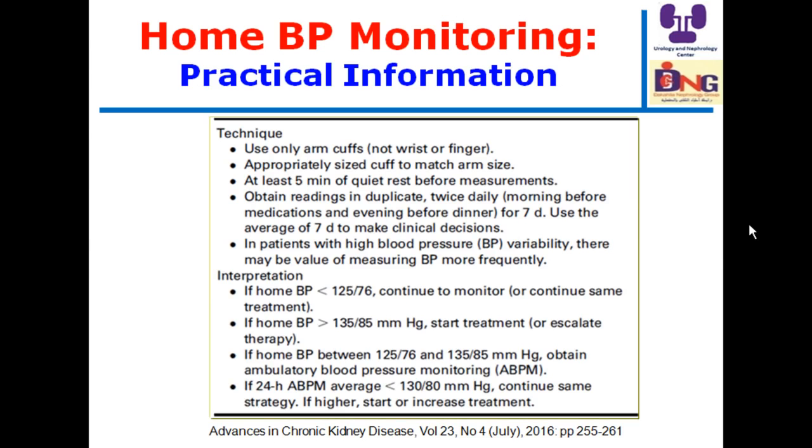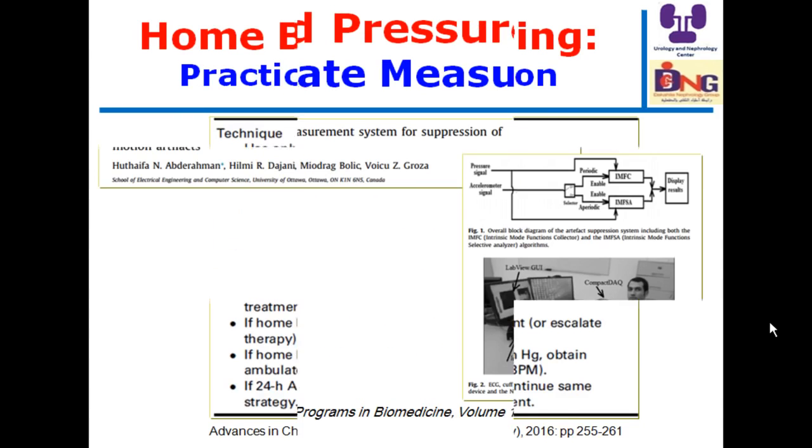Regarding interpretation, we should know that if home blood pressure is less than 125 by 76, the advice is to continue to monitor, or if the patient is treated with antihypertensives, to continue the same treatment. If home blood pressure exceeds 135 by 85, start treatment, or escalate therapy if the patient is already on treatment. If home blood pressure is between 125/76 and 135/85, obtain ambulatory blood pressure monitoring. If the 24-hour ambulatory blood pressure monitoring average is less than 130/80, continue the same strategy. If higher, start or increase treatment. So we should keep all these in mind.